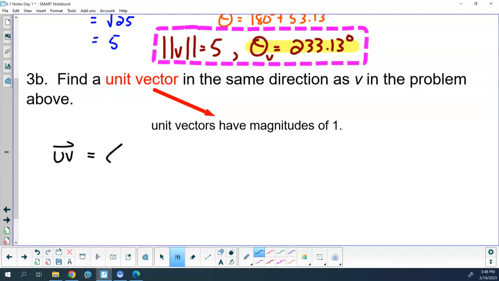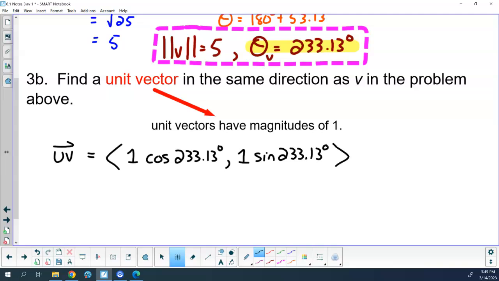So we can then say that, remembering that we'll call it the UV, the unit vector of it would be the magnitude is 1. The direction angle is 233.13 degrees. We can find it that way.